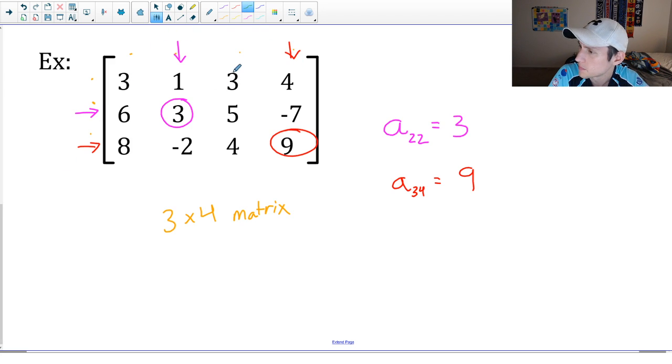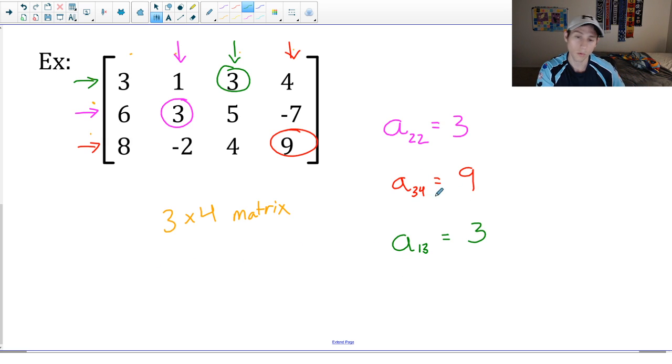Let's do one more. Let's say a_13. First number is a 1, so the first row. The second number is a 3, so the third column. So that's the other 3. Well, one of the other 3s. All right, so for this notation, the first number is the row, the second number is the column. The rows go across, columns go vertical, up and down.